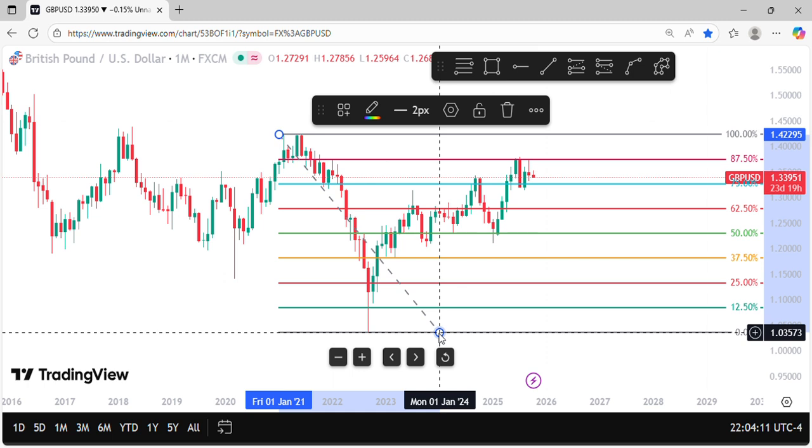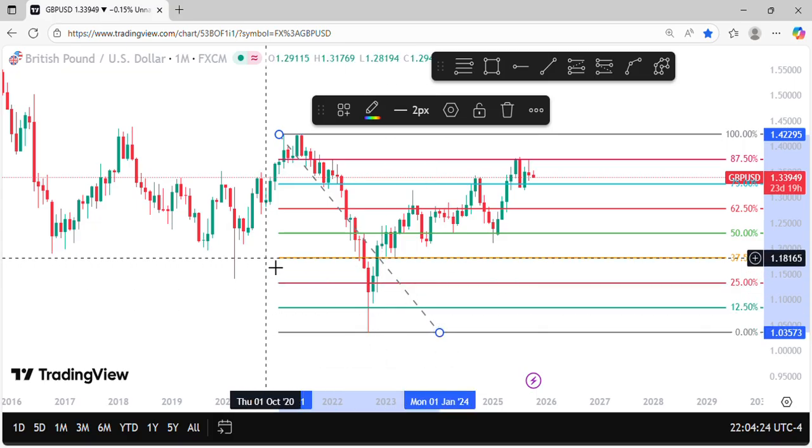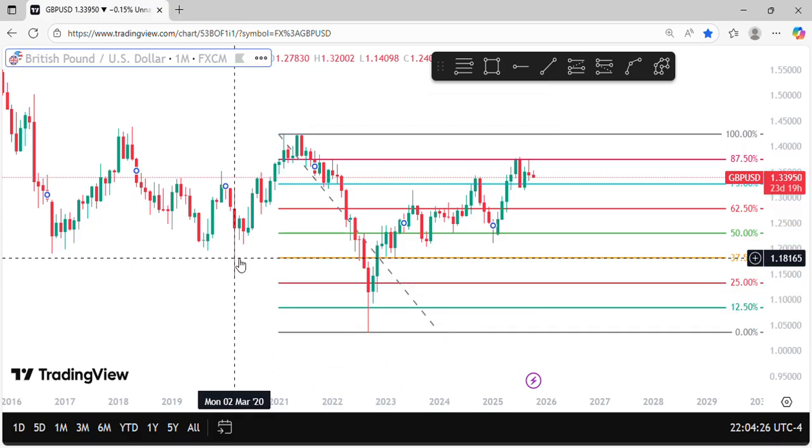So at the moment this is GBPUSD, right? And I am currently in a trade on both GBPUSD and EURUSD. Without further ado, let's go in and see how I got myself into these trades.